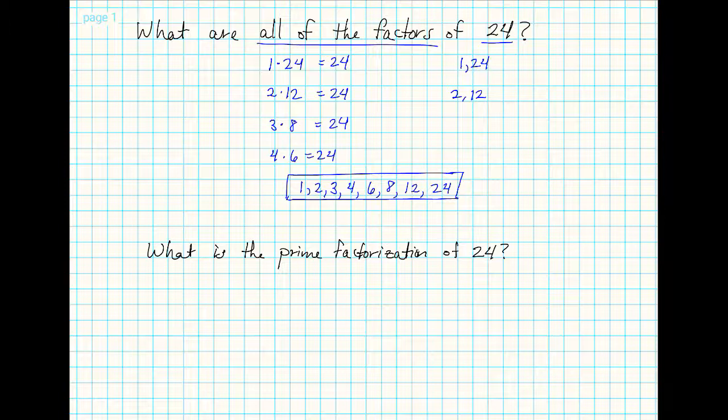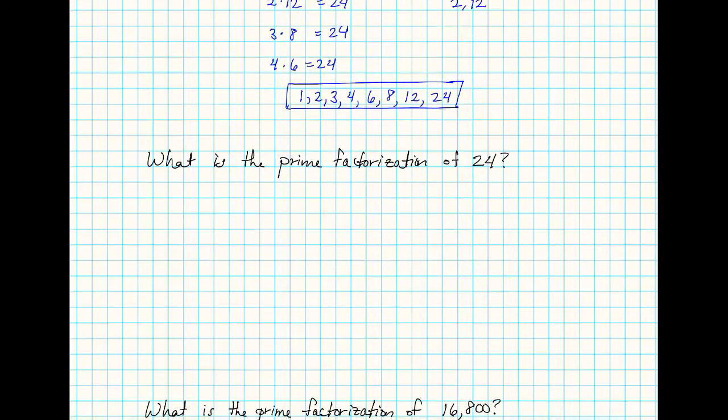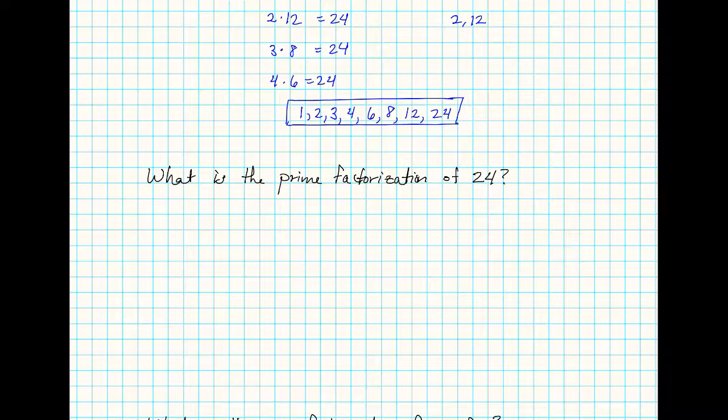So the prime factorization is finding 24 composed as a product of just prime numbers. So the prime numbers are basically the building blocks of all of our whole numbers. And they're numbers that can't be broken down any further, and they are the numbers that compose all of our other whole numbers.